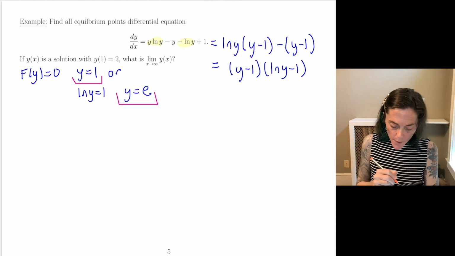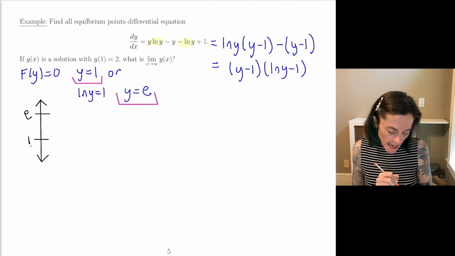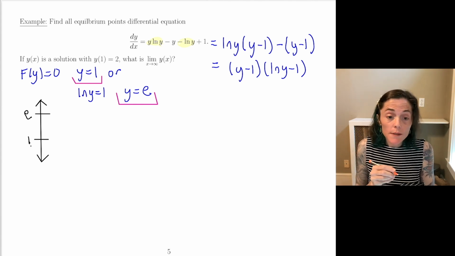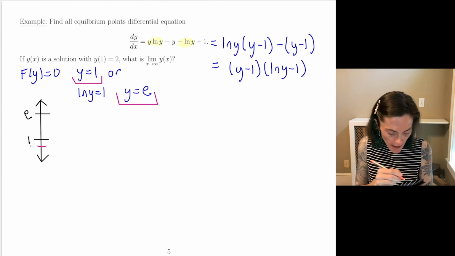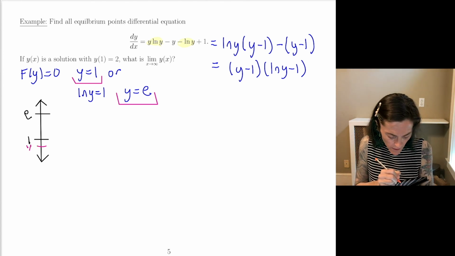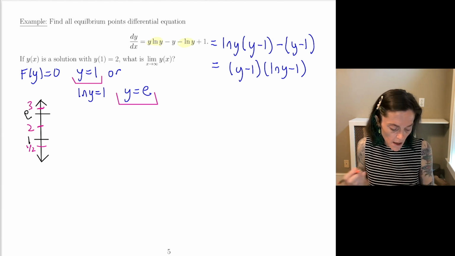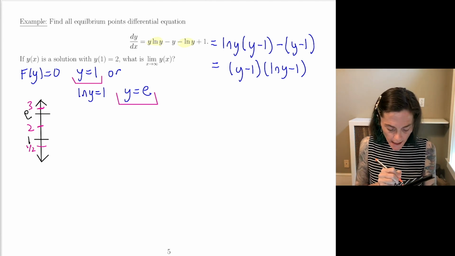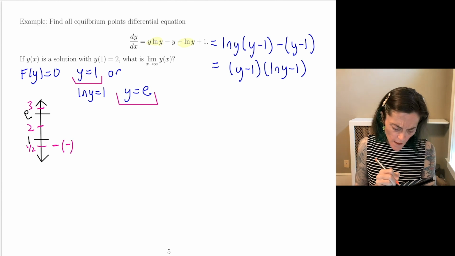Now let's make our number line. We have 1, we have e. Let's see, I cannot evaluate at y equals 0. Natural log of 0 is undefined, so let's pick here a half. And then here we can pick, say, 2, and here we can pick, say, 3. 1/2 minus 1 is negative. Ln 1/2 minus 1 is negative.